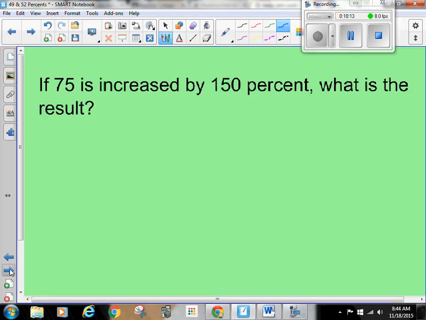All right, let's look at this next one. It says, if 75 is increased by 150%, what is the result? So this one's a little bit different than the previous ones because we're not just looking for the percent, the is, or the of. Here, they're saying it's increased by 150%. So first we need to find out, what's the 150% of the 75? Okay, so we're going to set up 150 over 100, because we want to find out what 150% is.